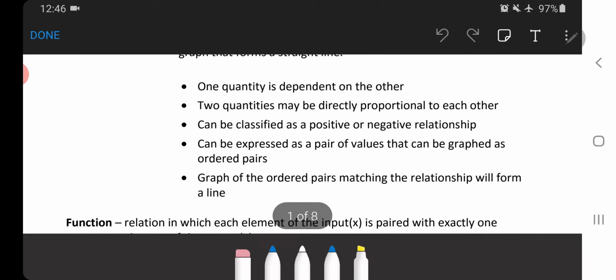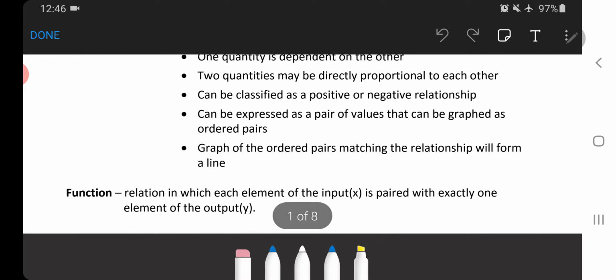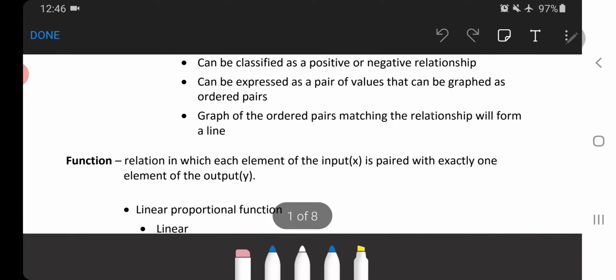One quantity is dependent on the other. Two quantities may be directly proportional to each other. It can be classified as a positive or negative relationship. It can be expressed as a pair of values that can be graphed as ordered pairs, and when you graph the ordered pairs that match the relationship, they will form a line.